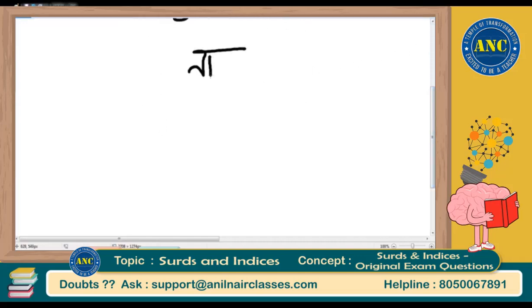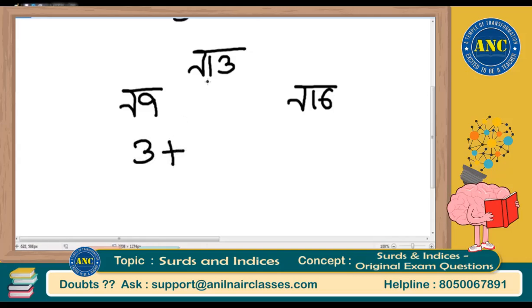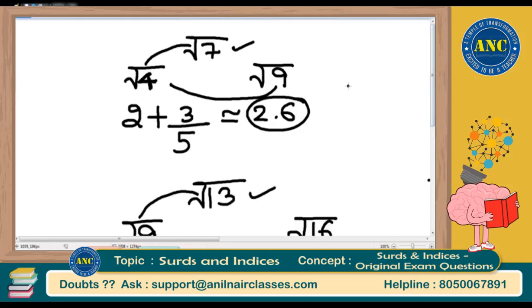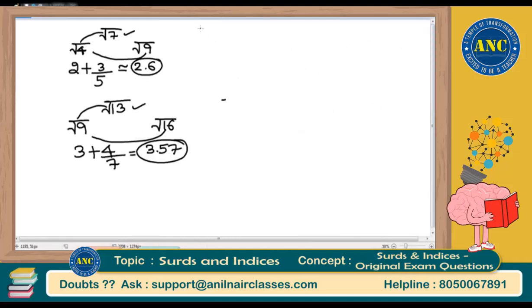Root 7 is approximately 2.6. Suppose I require root 13. Root 13 lies between root 9 and root 16. Root 9 is 3, so root 13 will be 3 plus something. 13 minus 9 is 4, 16 minus 9 is 7. 4 by 7, we know from our fraction to percentage, is 57%, 0.57. The approximate answer is 3.57. I taught you the same numbers, root 13 and root 7, in my previous class to illustrate how you can find the approximate value of a non-perfect square.